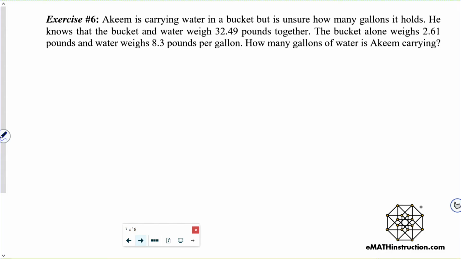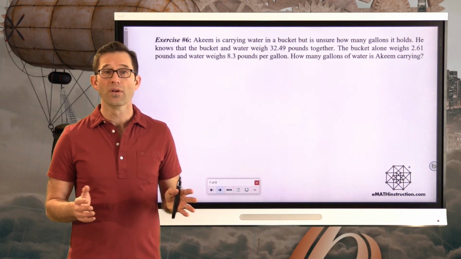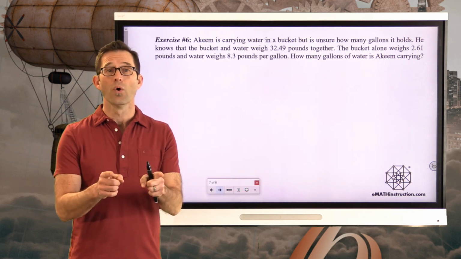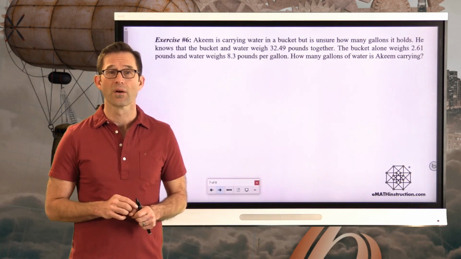Exercise number 6. Akeem is carrying water in a bucket, but is unsure how many gallons it holds. He knows that the bucket and water weigh 32.49 pounds together. The bucket alone weighs 2.61 pounds, and water weighs 8.3 pounds per gallon. How many gallons of water is Akeem carrying? All right, this might be the most challenging of the problems that we do today. Thankfully, it's the last one. So pause the video now and see if you can figure out how many gallons of water Akeem is carrying.